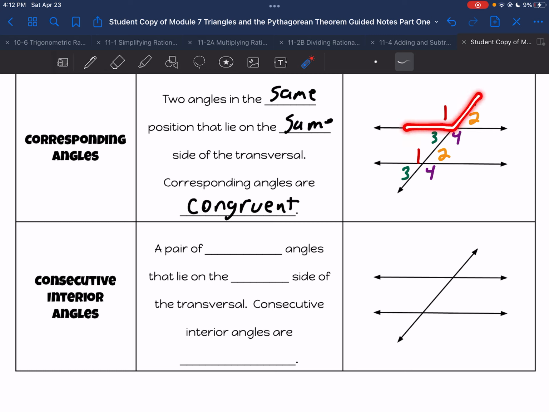And you can see when you look at those two angles, those look like they are the same angles, right? This one and this one. Those two angles look the same because they're identical. They are congruent.